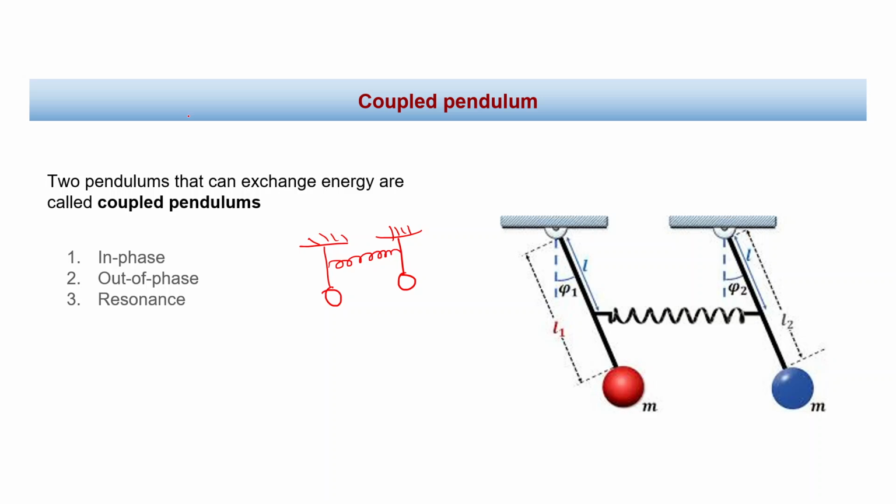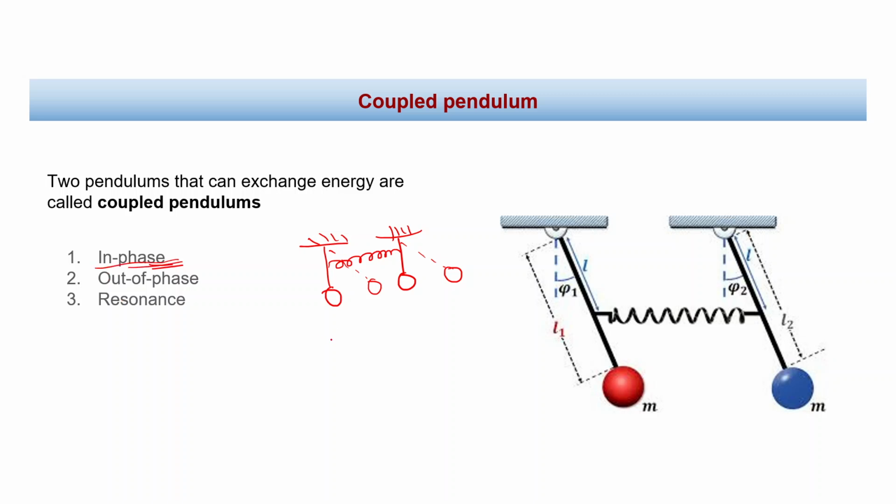In this we had also discussed in phase and out of phase. They are said to be in phase when they are in equilibrium. This is the situation, and if we displace both of these pendulums towards right, in this direction, with the same displacement amount, then their motion will be in phase.